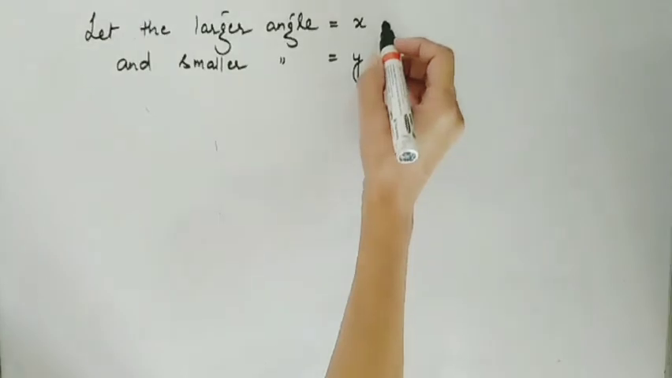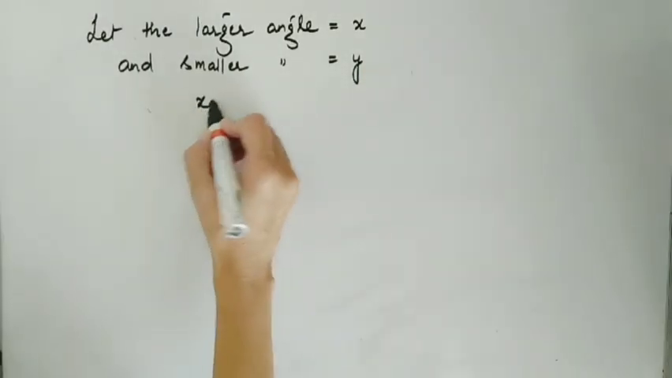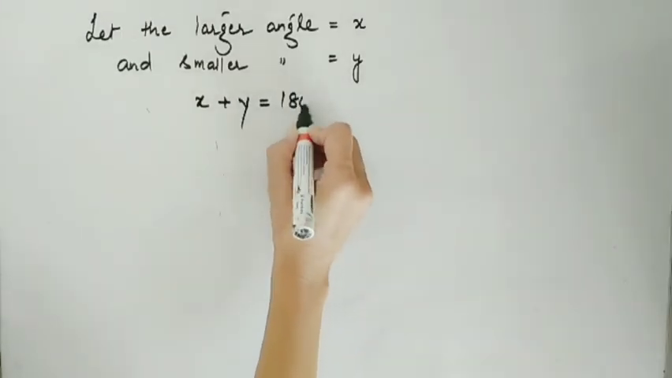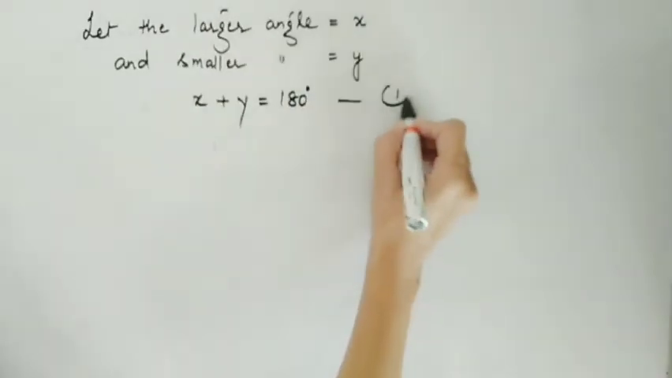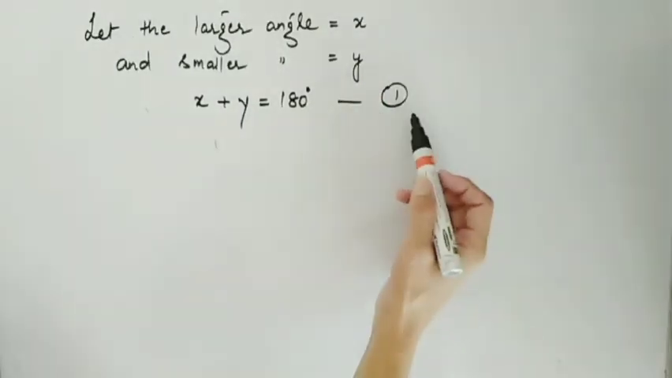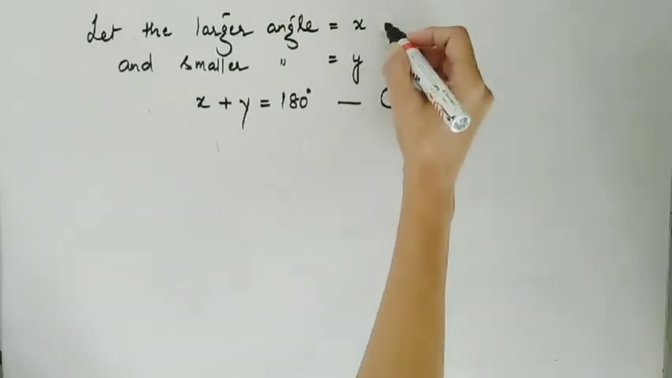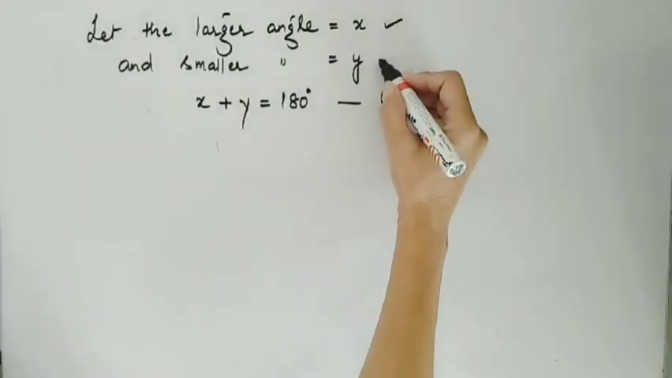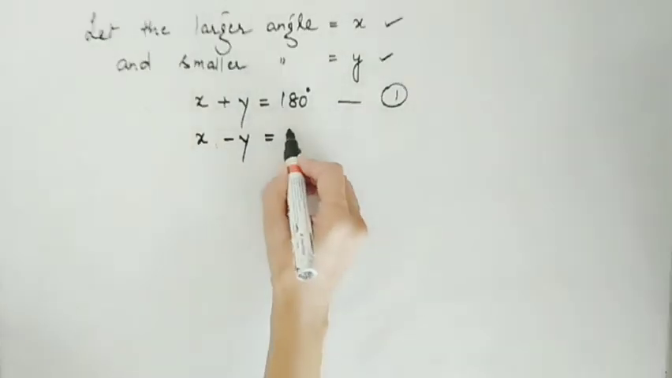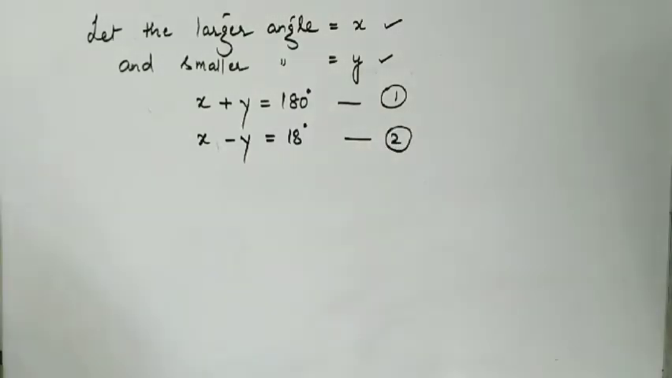So according to the first condition, because the angles are supplementary, we are aware that when two angles are supplementary, they add up to 180. So x plus y equals 180, frame it as equation number 1. Larger is more than smaller by 18 degrees. This frames your equation 2.